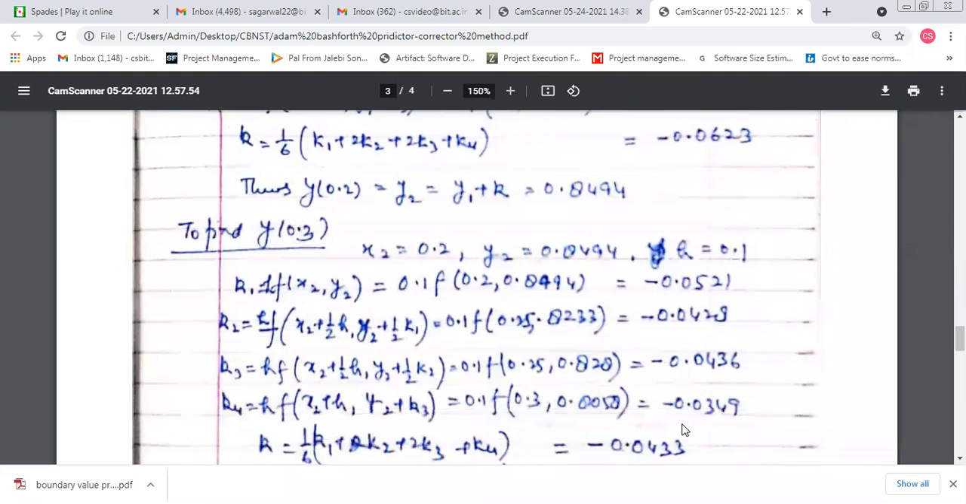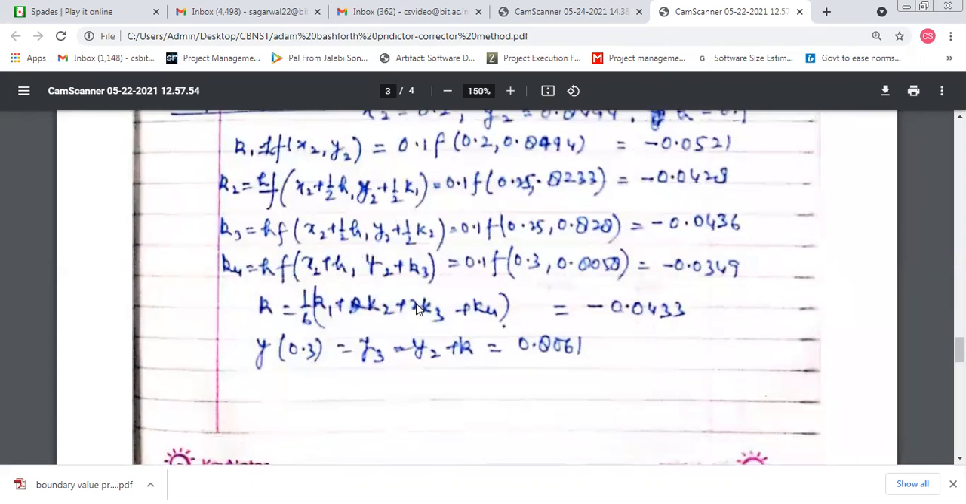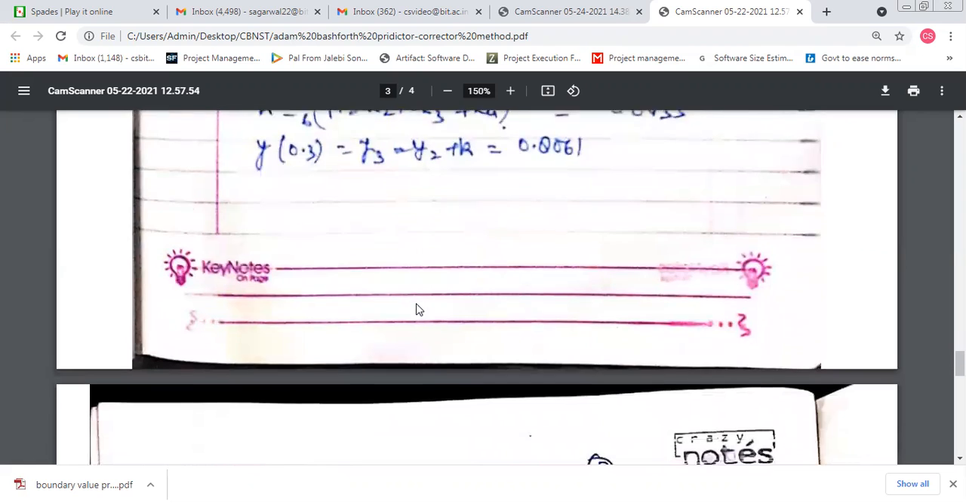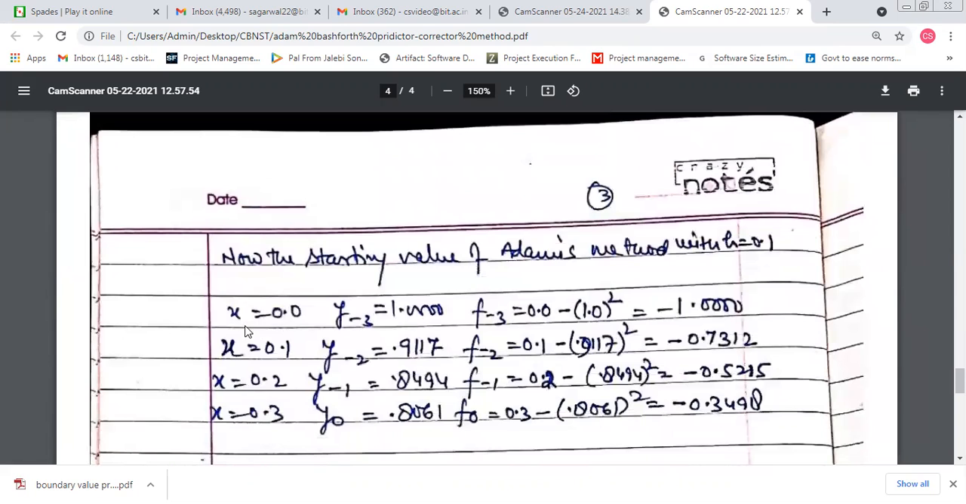Similarly, we have to find out the value of y at 0.3 with the same method. Once we are able to get y at 0.1, 0.2, 0.3, then we apply the Adams-Bashforth method for the prediction value and the corrective value. So now when x was 0, y minus 3 is equal to 1, and we have to find out the value of f minus 3, that is minus 1.000. x is equal to 0.1, y we have just obtained as 0.9117. We will be putting the x and y values into this, so we will be getting f minus 2.